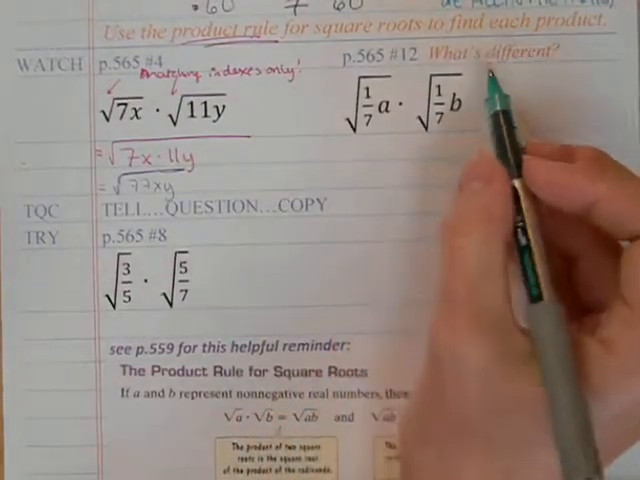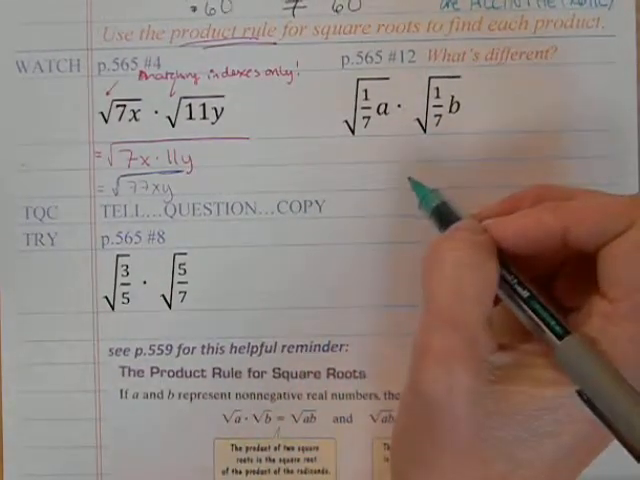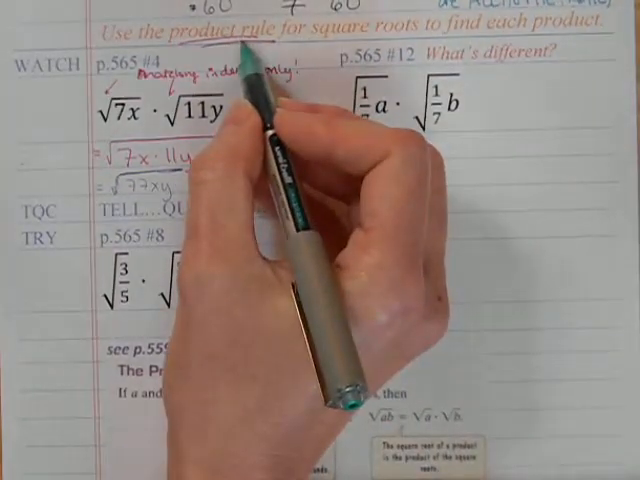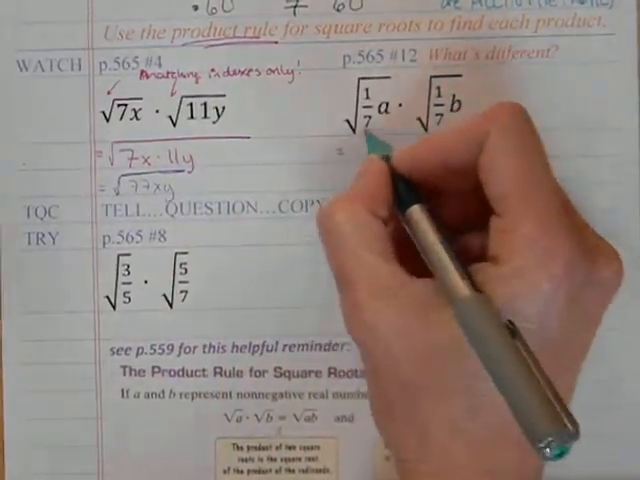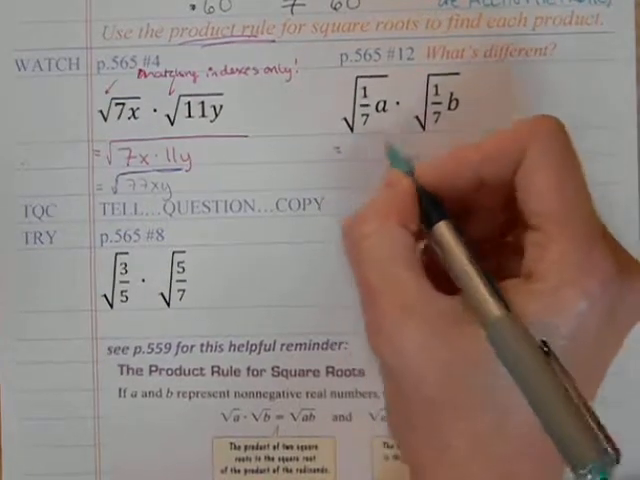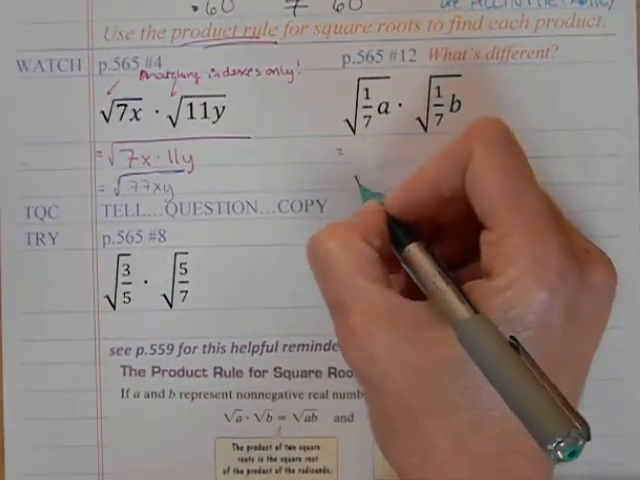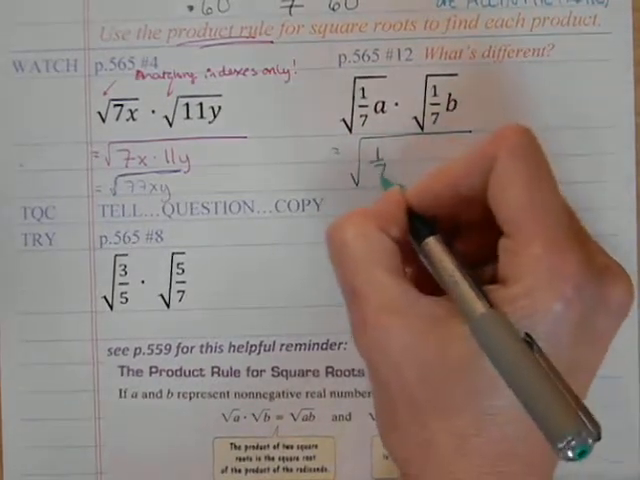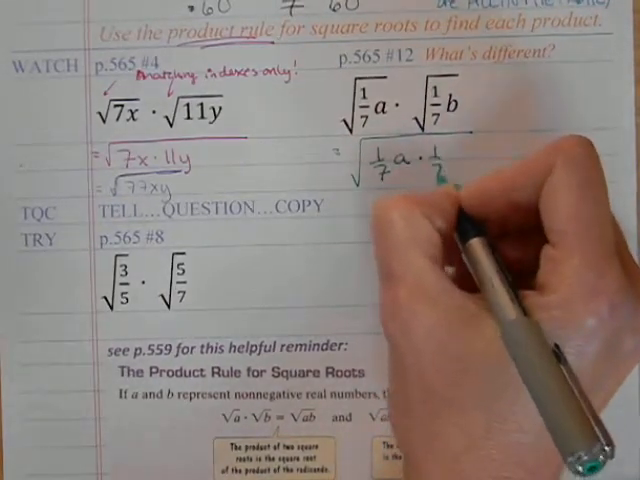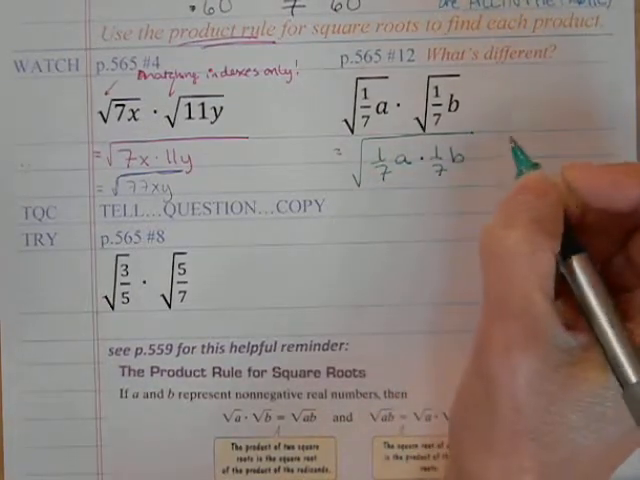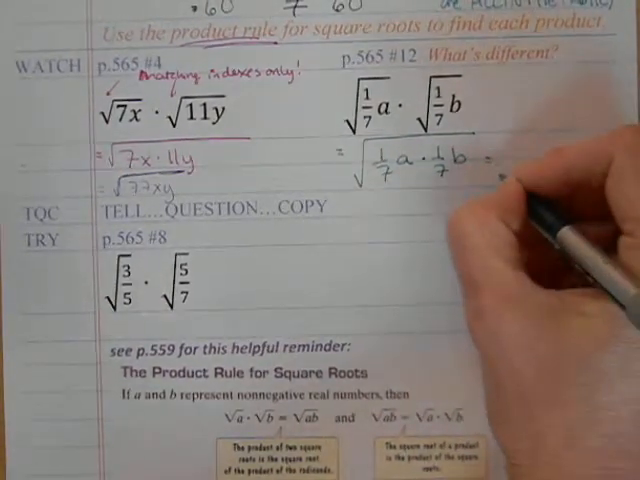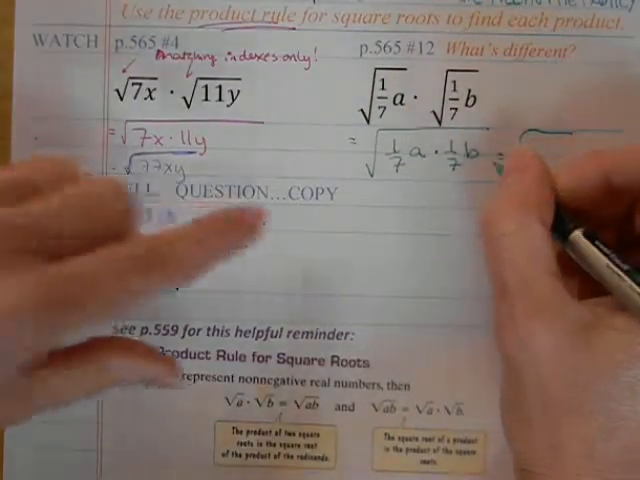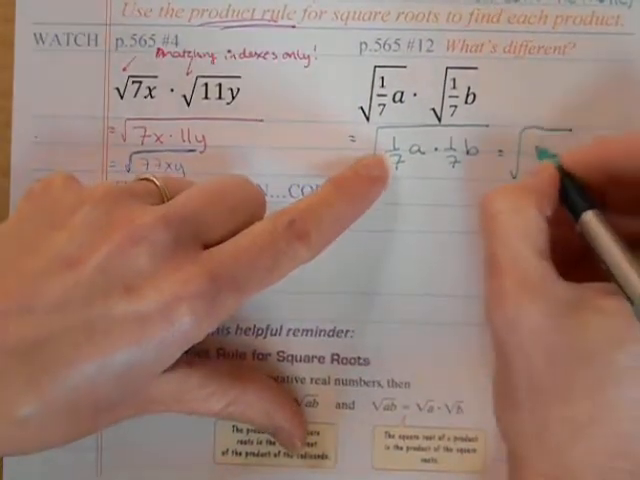Let's look at number 12. What's different about this one? Well, there's fractions involved. You've got a seventh, and is it going to change what we can do with the product rule? No. The product rule says, they're both square roots, we can go ahead and take one big radical and multiply the first one times the second one. 1/7 a times 1/7 b.